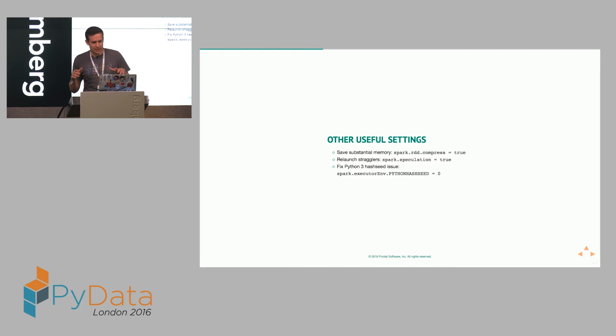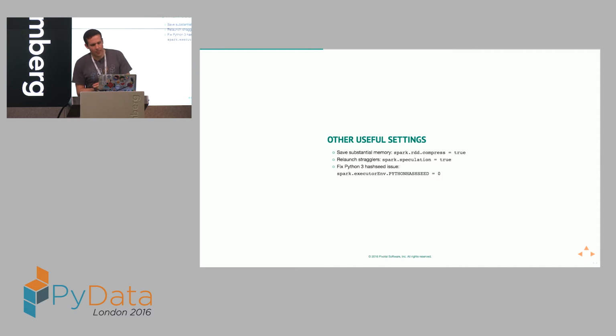Speculative execution means that if a worker is particularly slow or fails, Spark will automatically restart that task before the other worker returns or fails or returns an error. So this will speed up things a lot if you have one slow worker in your cluster that is slowly starting to degrade.